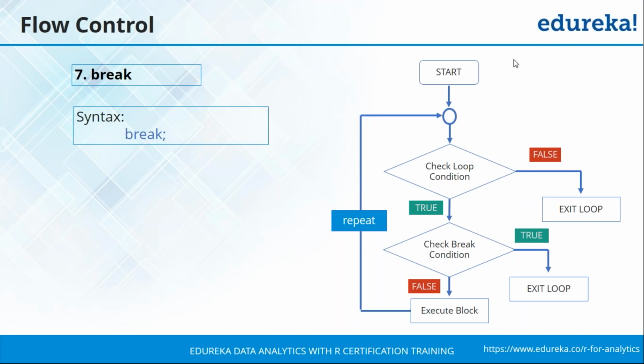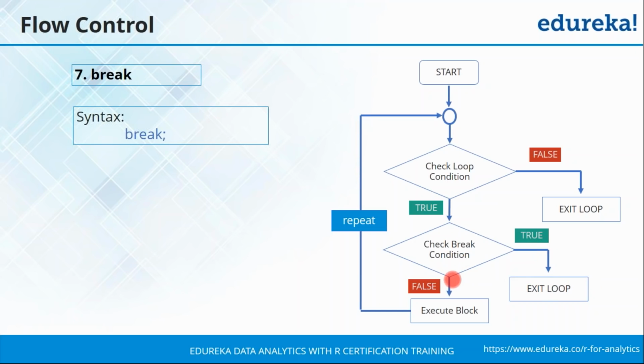Now, if you look at the image here, first you check the loop condition. If the loop condition is found to be false, then you exit from that loop. After that, you check if the break condition is true. That is, inside a condition where you have written break, is that condition true or not? If it is true, then it will encounter a break and exit from that loop.